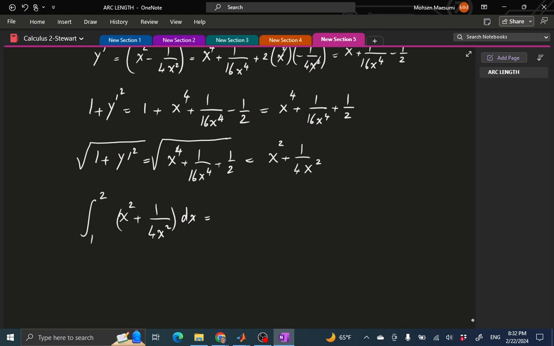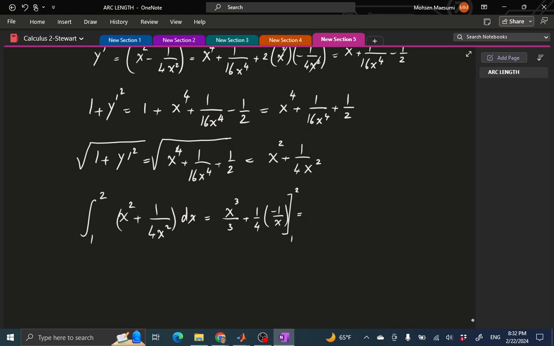So we antidifferentiate this one: x cubed over 3, and then I have 1/4, and the derivative of 1 over x squared is minus 1 over x. Is that right? Minus 1 over x is the antiderivative of this. We better know this by heart, and then we have to calculate from 1 to 2.